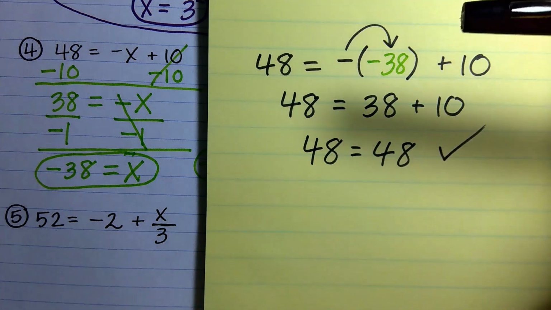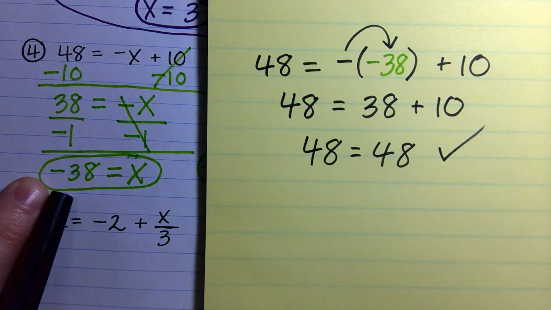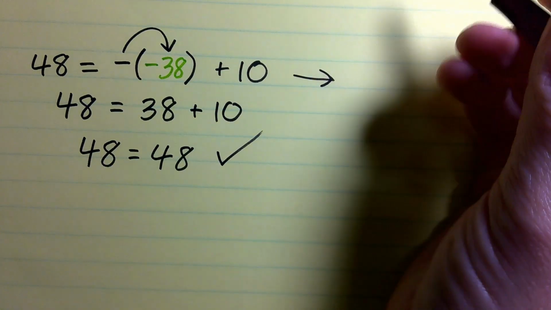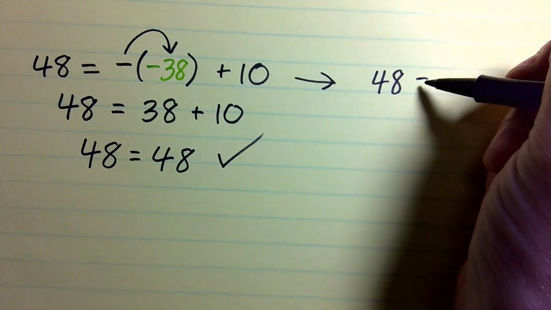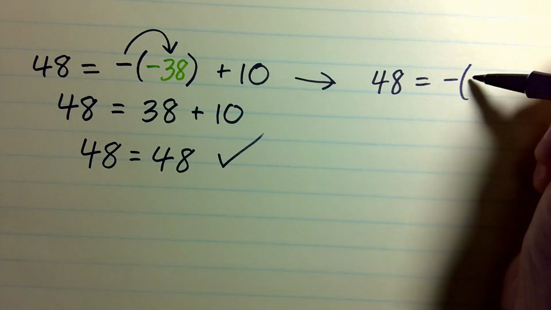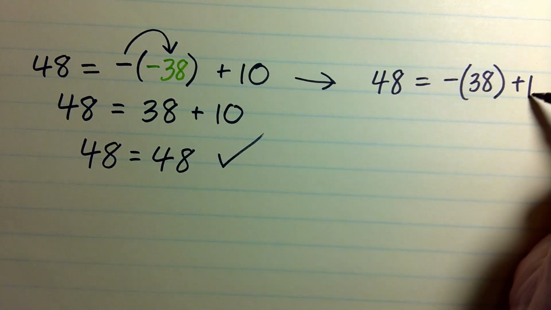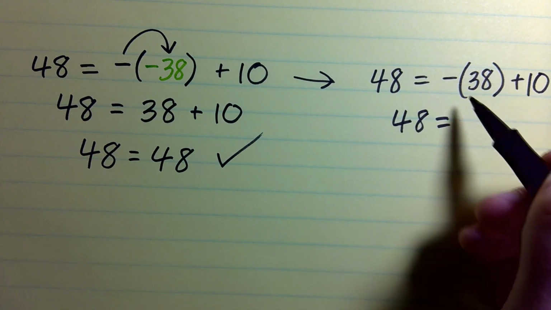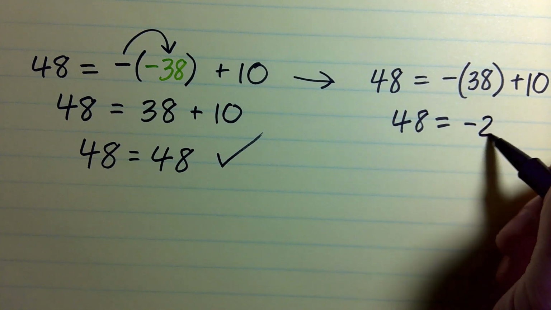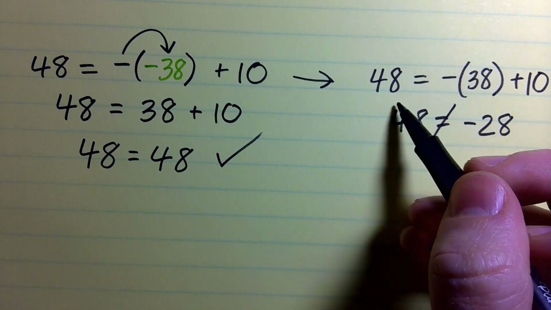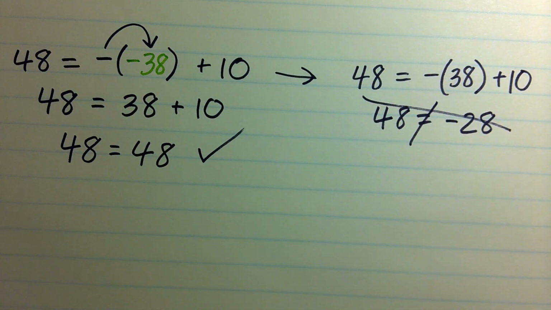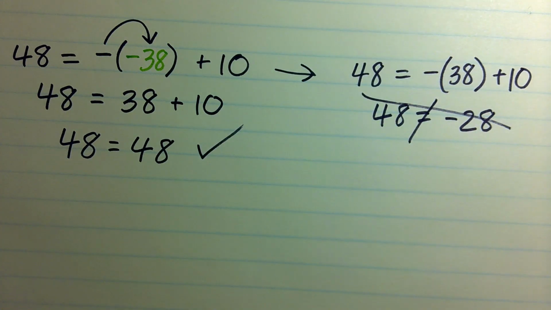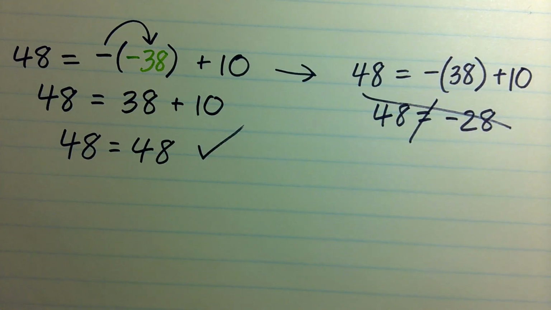If you had gotten a positive 38 for x, then when you plug it back in, we would have 48 equals negative 38 plus 10. And that is not going to be equal. We would get, what is that answer? Negative 28. Yeah, and that doesn't work. So we would know our x was not correct and we did something wrong. So it's always a great way to check because those little mistakes make a difference.